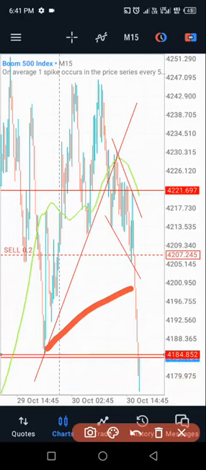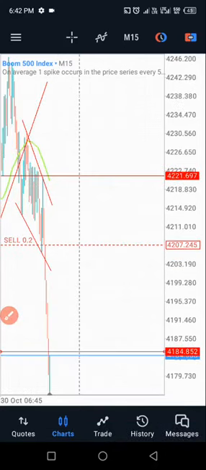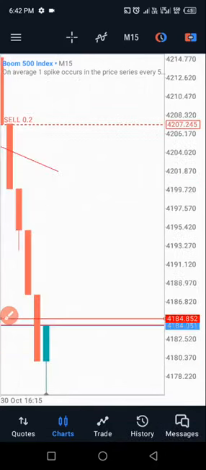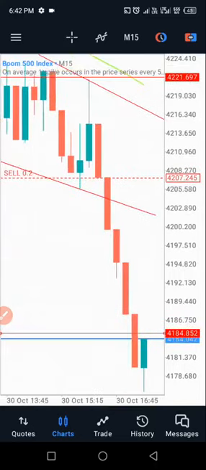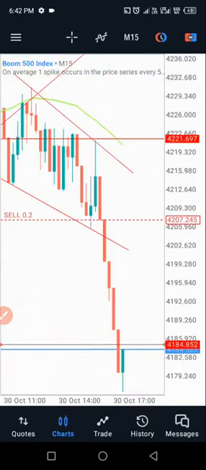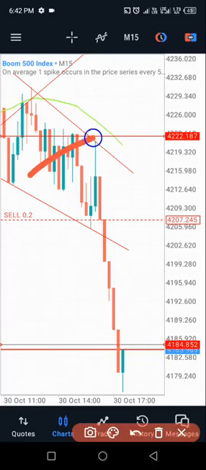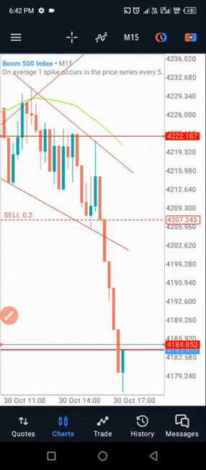As you can see, that's where my take profit is, and my stop loss is here, just above this previous swing high. That is where my stop loss is. So I'm going to show you how to make use of this strategy, the breakout and retest strategy.